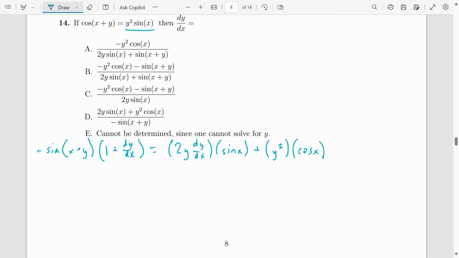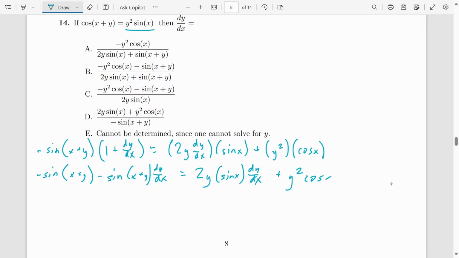Awesome. So now we've got a couple dy over dx's here. Let's see if we can simplify this equation to get them all on one side. So let's start by factoring things out and distributing. So sine of x plus y minus sine of x plus y dy over dx equals, let's see here, 2y sine x dy over dx plus y squared cosine x.